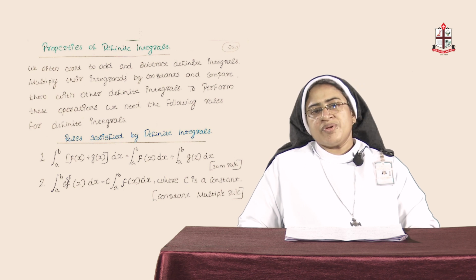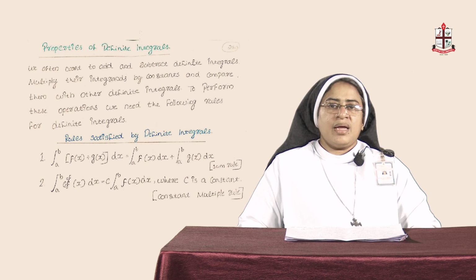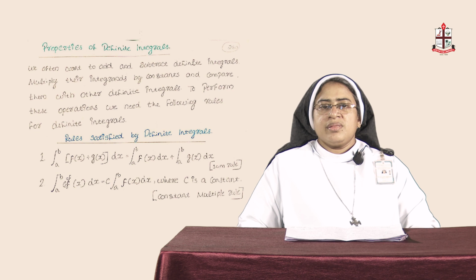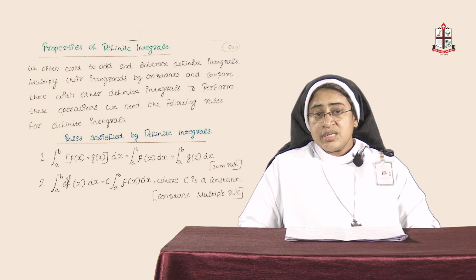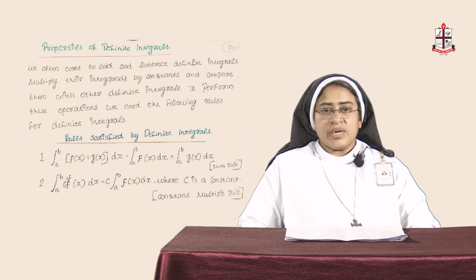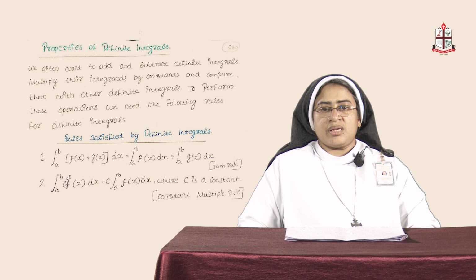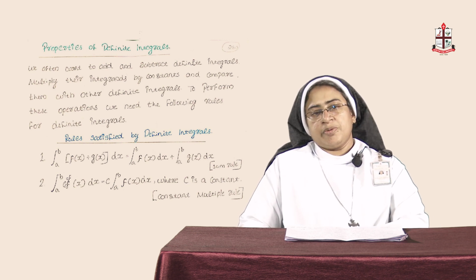That is, you are splitting it into two: integral a to b f of x dx plus integral a to b g of x dx. It is called the sum rule. The second one, integral a to b c f of x dx, is equal to the constant c into integral a to b f of x dx, where c is a constant. It is named the constant multiple rule.